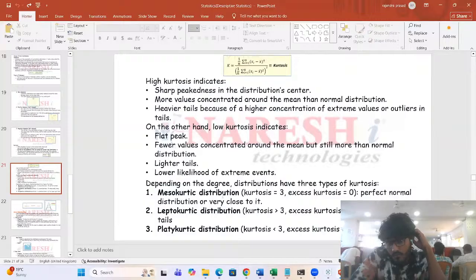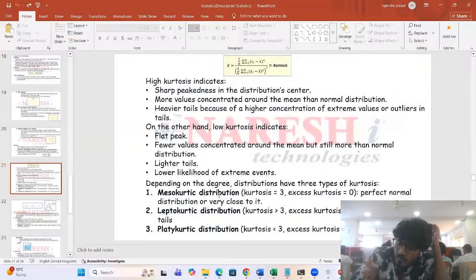So depending upon that, the kurtosis is divided into 3 types. One is mesokurtic, one is leptokurtic, one is platykurtic. The shortcut to remember is LAMP. Look at the spelling, LAMP. First L comes, next M comes, next P comes.